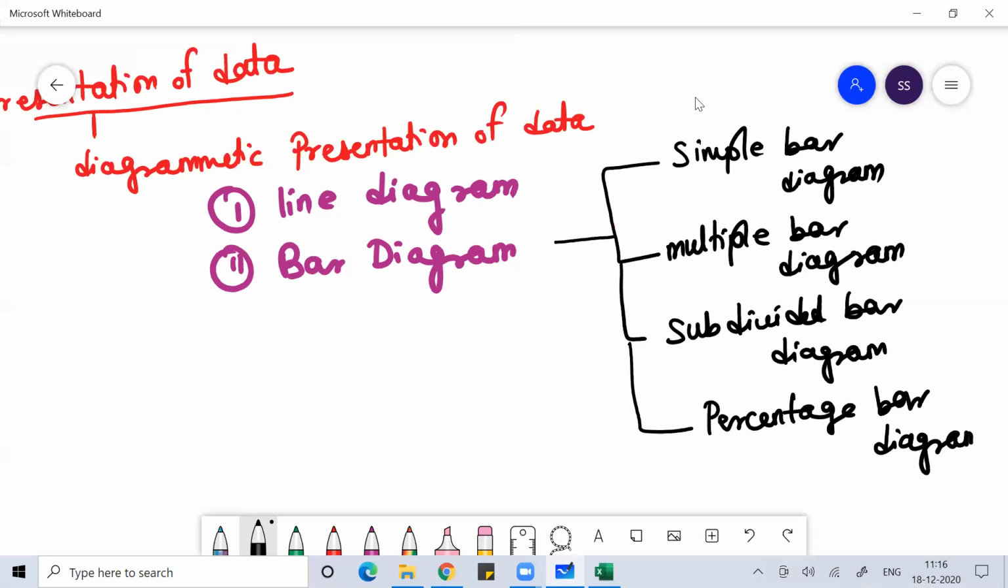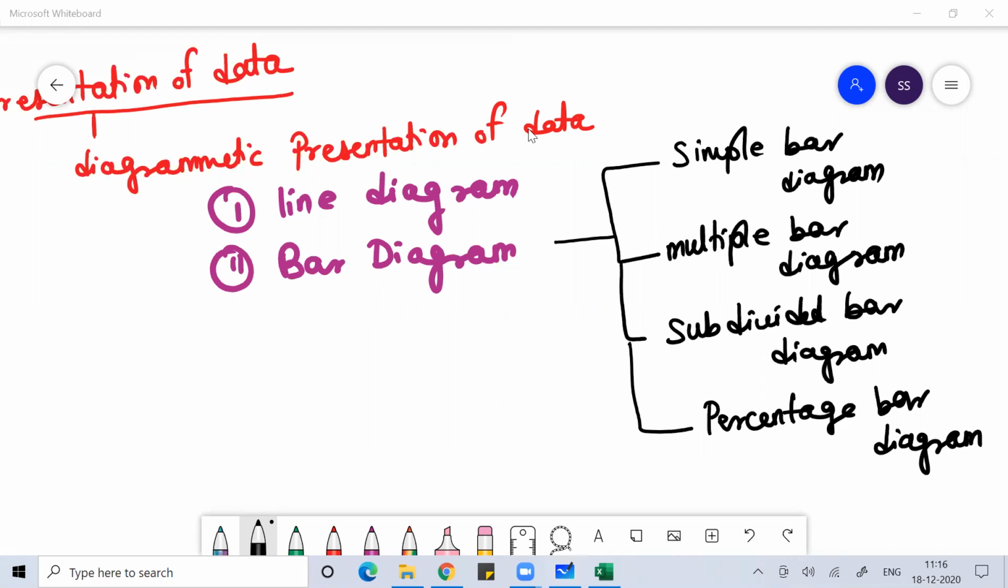Last class we discussed the simple bar diagram and multiple bar diagram. Now going further, we'll talk about the subdivided bar diagram and percentage bar diagram in today's class.